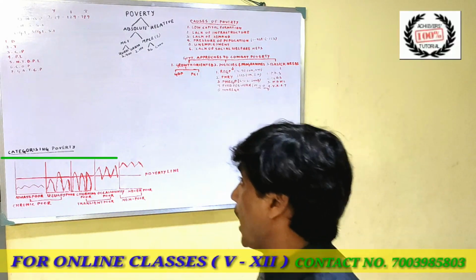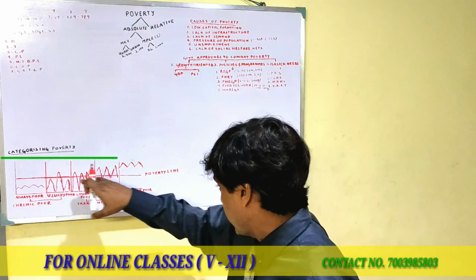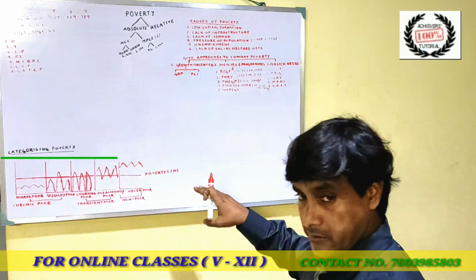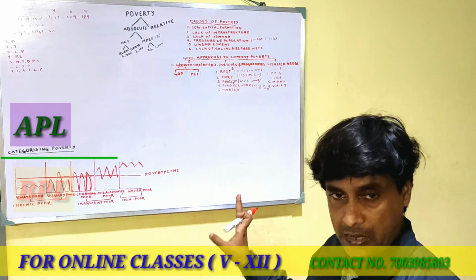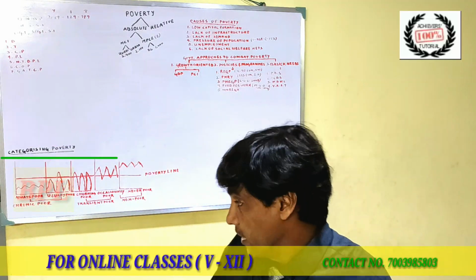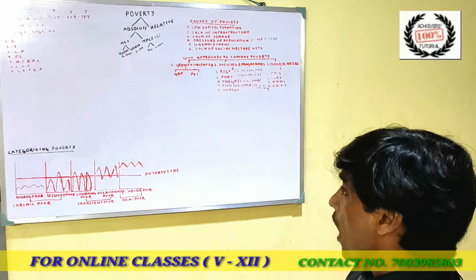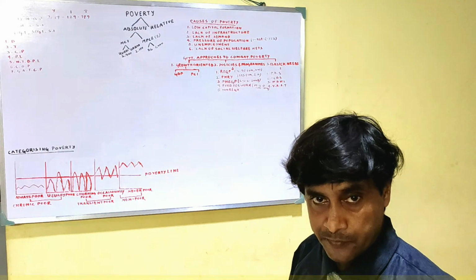Now next we will go to, what is the poverty line? What is the poverty line? The poverty line is a divider between APL and BPL. Very simple. It is a divider between BPL and APL. Clear? Now we will go on. Then how do we determine the poverty line?